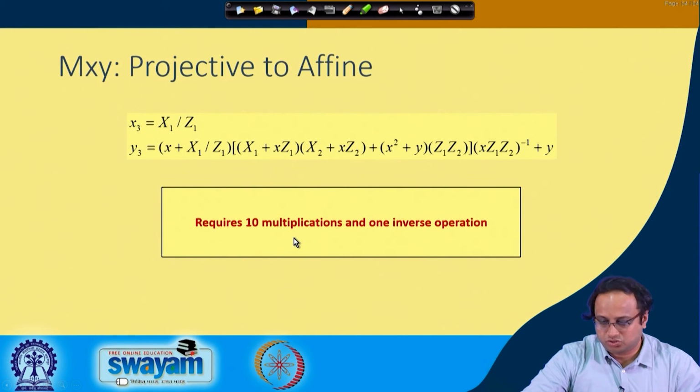Okay. So now I leave it as an exercise to think about why you need 1 inverse. Because you see that it looks like you have to do a 1 by z1 here and a different inversion here. So, I just leave it to you as an exercise to think about how or why you basically need 1 inversion to do this operation.